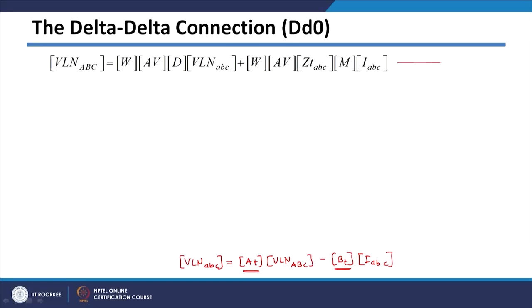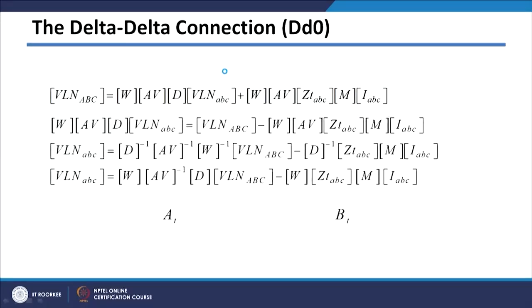So, from your first equation which you have derived in the earlier slide, what we can do, we can take this term on left hand side and remaining terms on right hand side. So, if you do this, this term I am taking on left hand side, and the remaining terms on right hand side, which are basically this. Now, we want to eliminate this term here, because on left hand side we want only V_LN ABC here.